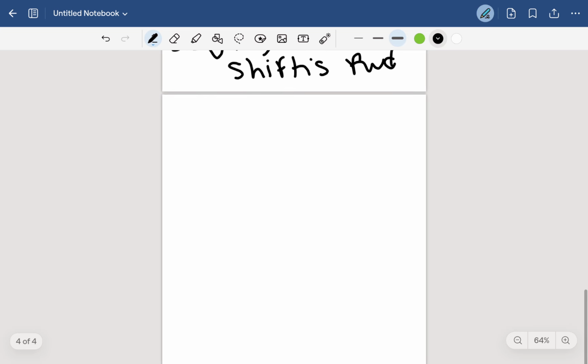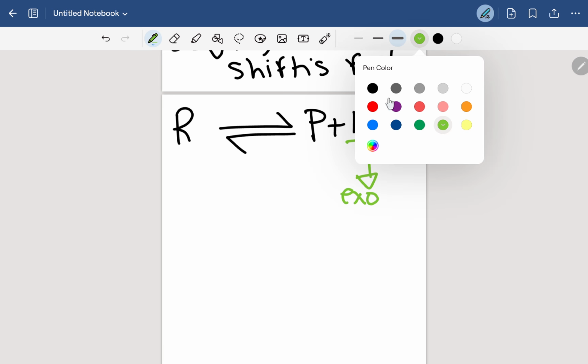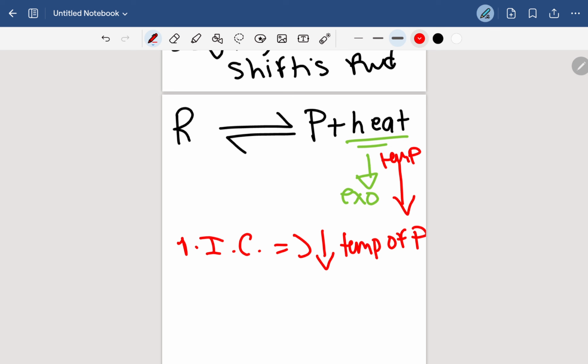Another example I will give: we have reactant, and then we have product plus heat. If we have heat on the product side, then this is an exothermic reaction. Now, let us say, for example, our change is that we are going to decrease the temperature. So we start step 1, imposed change. It is decreasing the temperature of products. That was our imposed change.